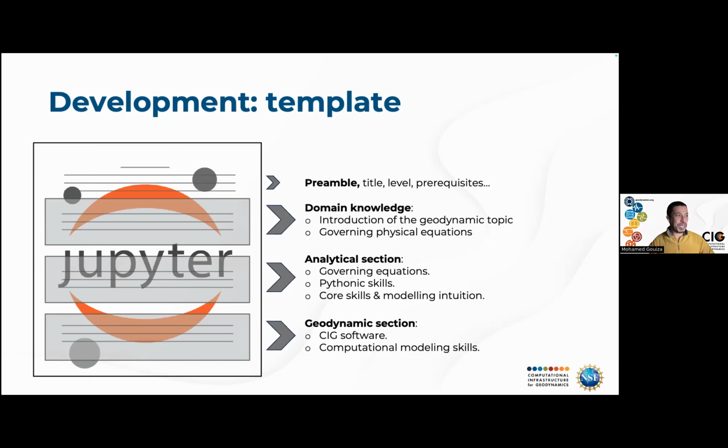That's the implementation of the governing equation in an analytical way. This analytical section will allow students to acquire some Pythonic skills and build core skills and modeling intuition. The third section within these educational Jupyter Notebooks will be the geodynamic section, dedicated to the use of CIG software like Aspect, and the aim is to allow students to acquire some computational modeling skills.